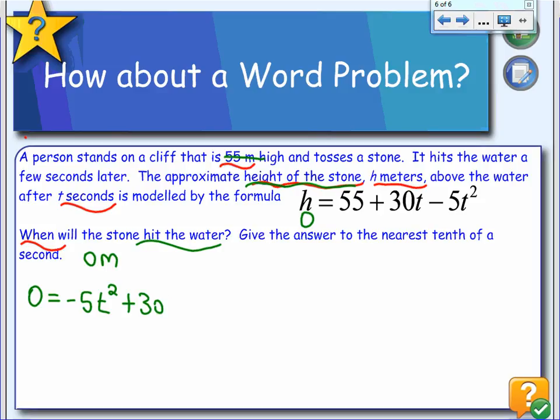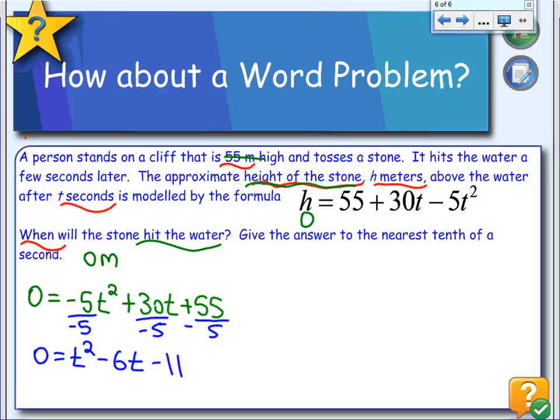Now we're going to solve this thing by completing the square. I'm going to go quickly through this because you should be good at completing the square by now. So I need a value of 1. So I divide everything by whatever my a value is. My a value here was negative 5. Now I have t squared minus 6t minus 11. Step 2 was move anything to the other side. So now we have 11 equals t squared minus 6t.